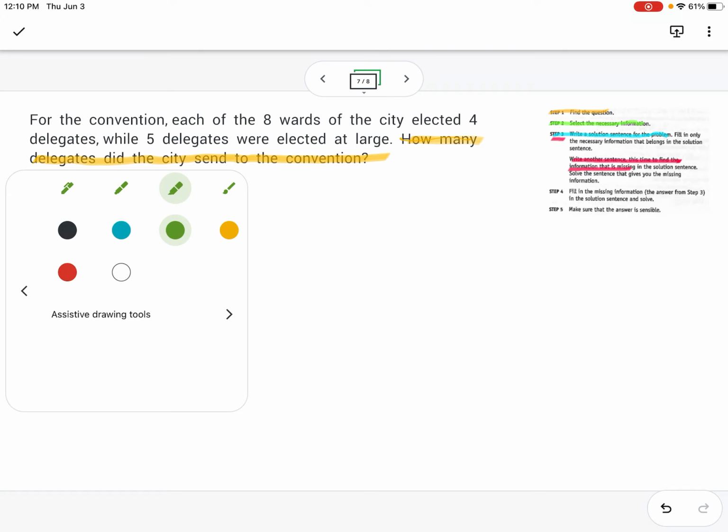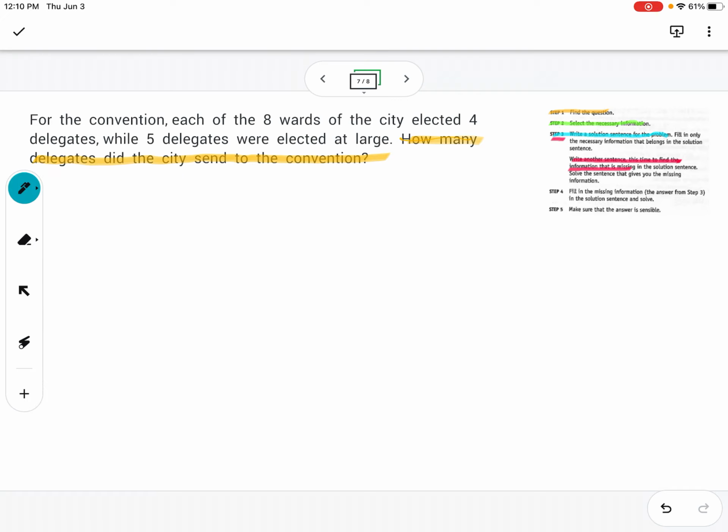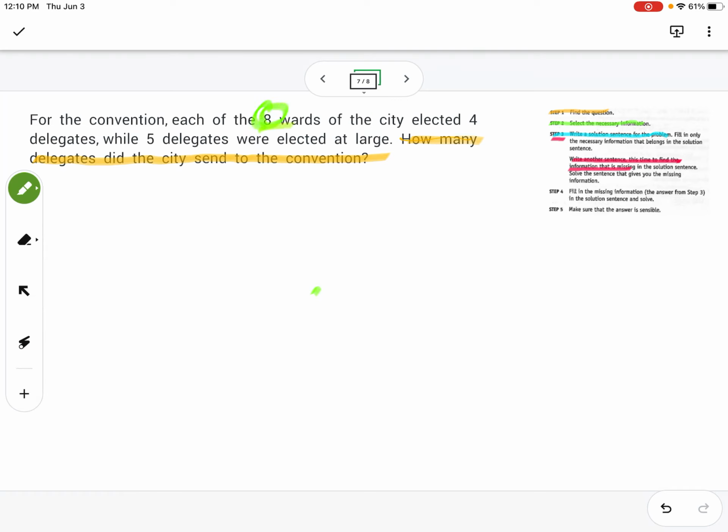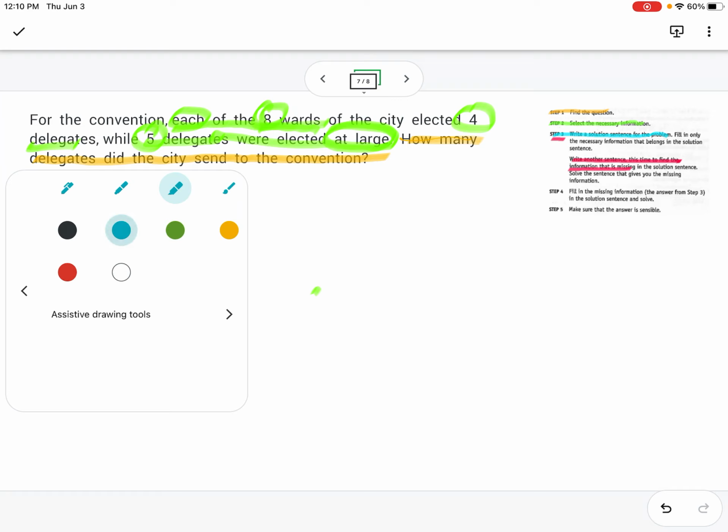The 2-sentence strategy always starts with, what is the solution sentence? Whoops, let me first highlight the necessary information. 8 wards. We've got 4 delegates coming from each single one of the 8 wards, and then we've got 5 delegates that were elected at large. Wow. So you see again that the numbers are helpful, but the numbers alone don't give me the whole story. I need to know the whole story. The 5 delegates are at large. The 4 delegates are coming from each of the 8 wards. All right, solution sentence.